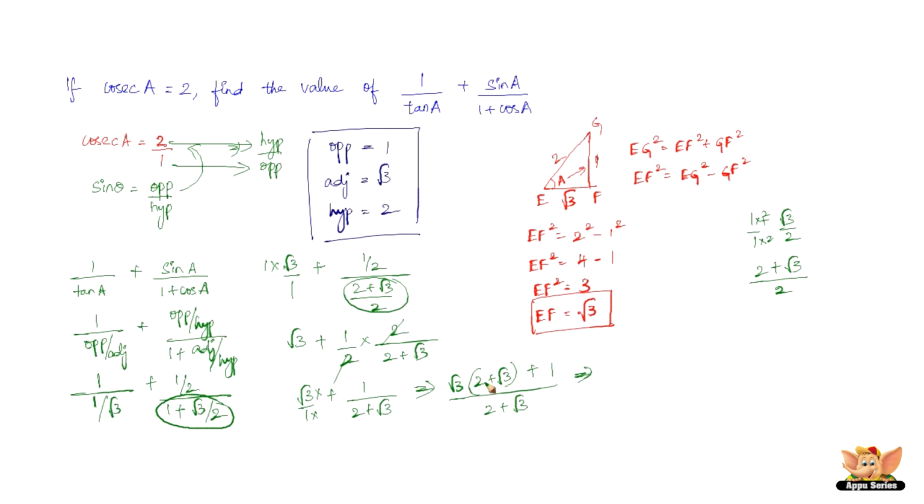So now on simplification, we've got root 3 times 2 is 2 root 3 and root 3 times root 3 is just 3 plus 1 divided by 2 plus root 3. So we've got 2 root 3 plus 3 plus 1 is 4 divided by 2 plus root 3. So now what we can do from here is we can definitely rationalize this. Since the denominator has got a square root, we can rationalize the whole thing.